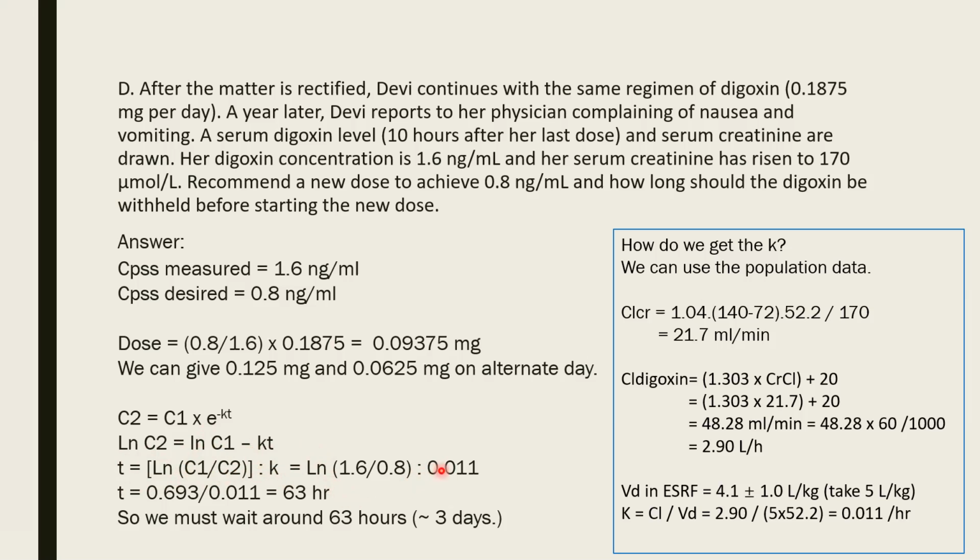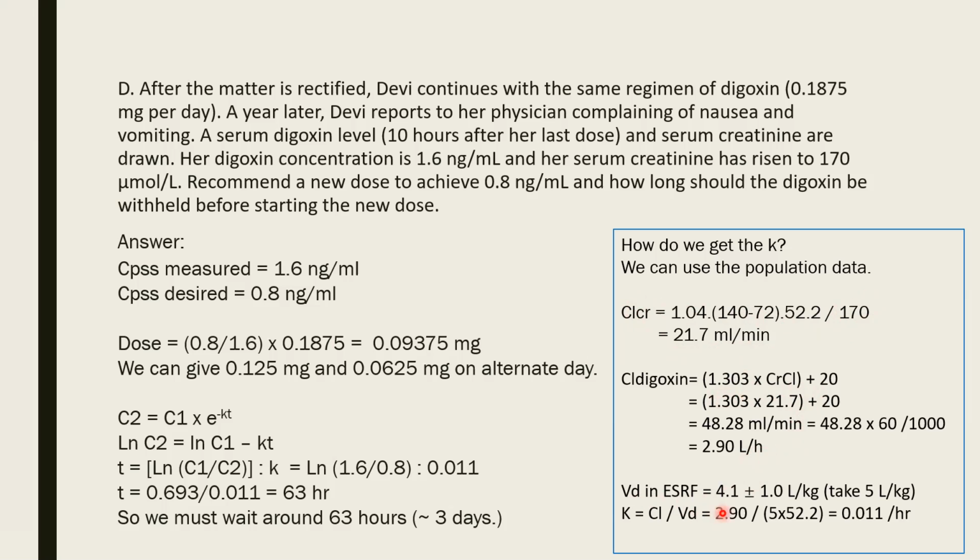So now we don't know the K. We don't know the K. So we have to get the K using the population data. So we know the creatinine clearance, calculate again because it is said now the serum creatinine has increased to 170. So we calculate again, the creatinine clearance is 21.7 milliliter per minute. And the digoxin clearance, we use that previous formula and we get 2.9 liter per hour.